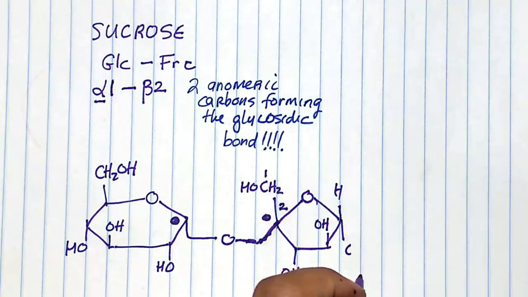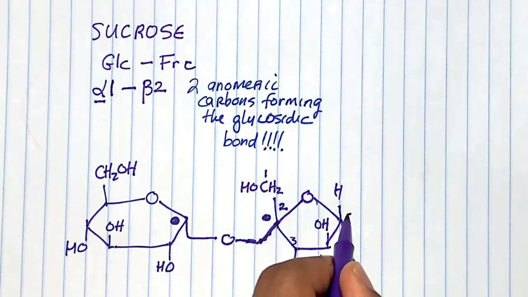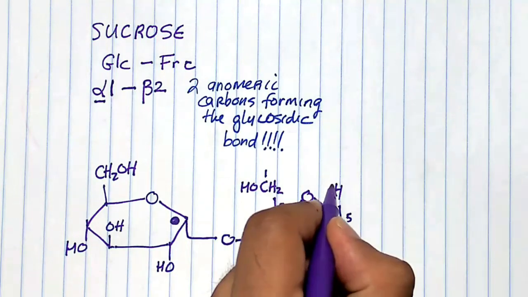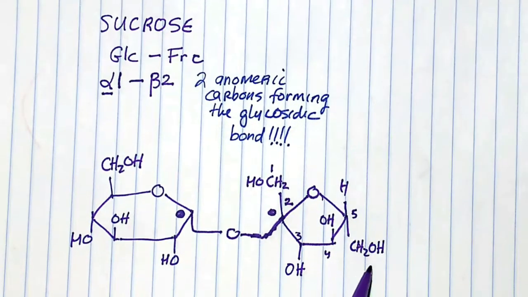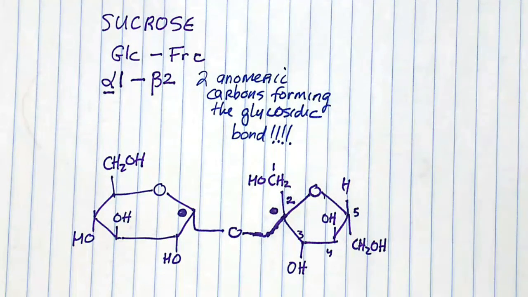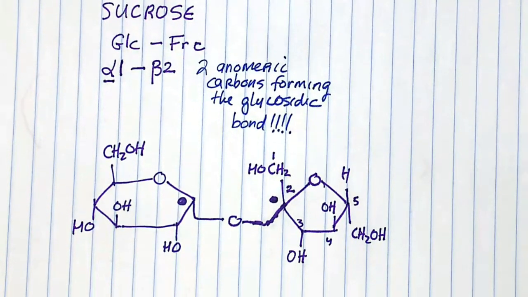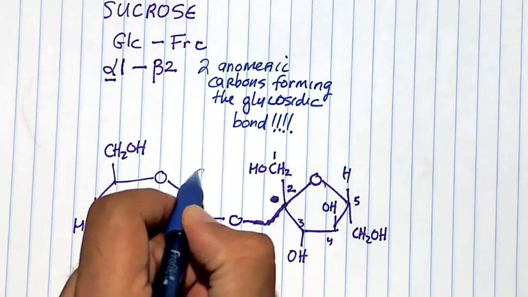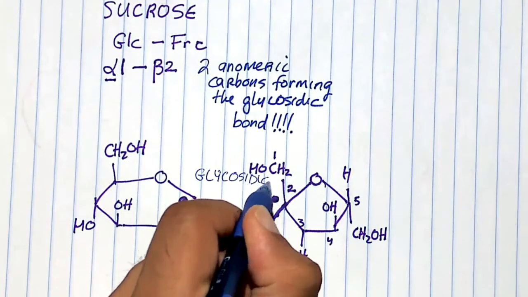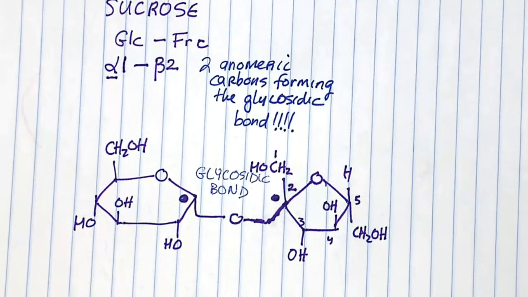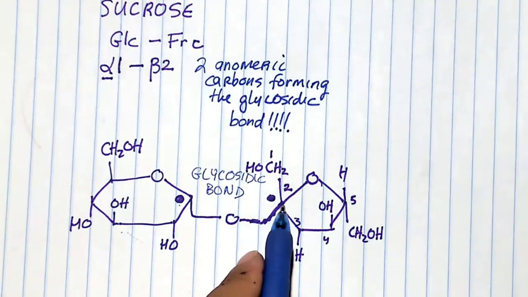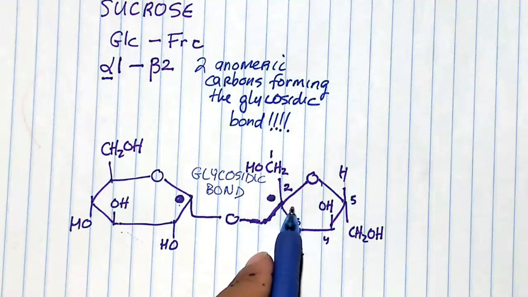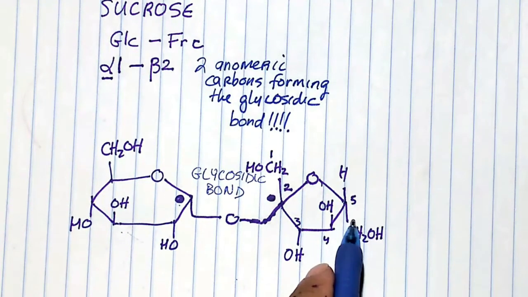I'll probably put this 1, 2, 3, 4, 5. It really doesn't matter, I'll have the CH2OH below the plane of the ring. So this is technically the L form of fructose, but we're not going to concern ourselves with D or L. We're just going to concern ourselves with the glycosidic bond here. So here is our glycosidic bond. If you see here, the anomeric carbon of glucose has formed a bond with the anomeric carbon of fructose. Here's your glycosidic bond. There is no reducing end.